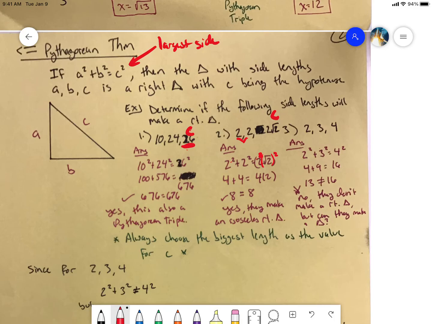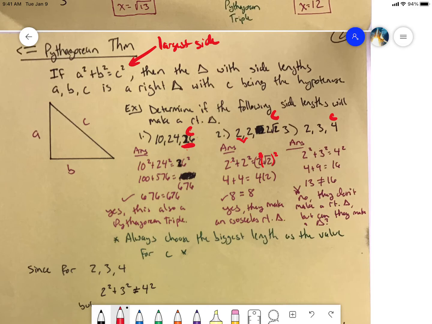Looking at number 3: 2, 3, 4. Well, 4 is my largest side, so this has to be my c, my greatest side. And so I look at 2 squared plus 3 squared, does it equal 4 squared? Well, 4 plus 9 is 13, not 16. So they don't make a right triangle, right? But do they make a triangle in general?